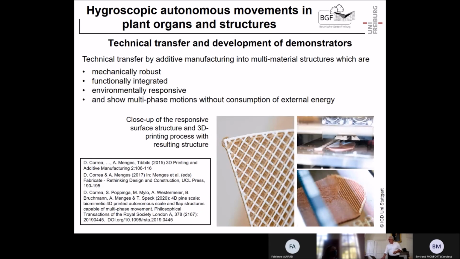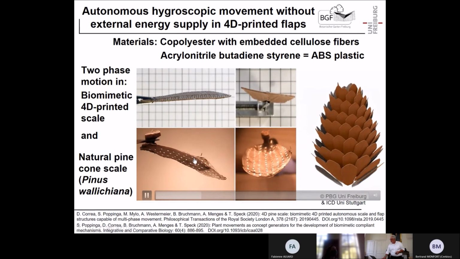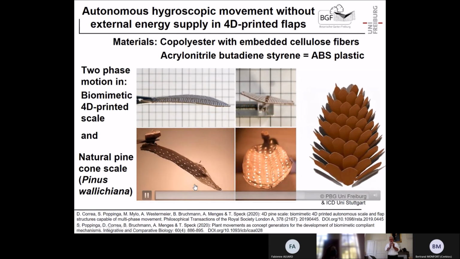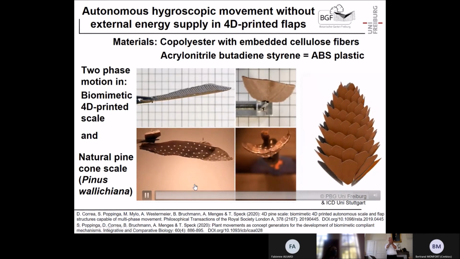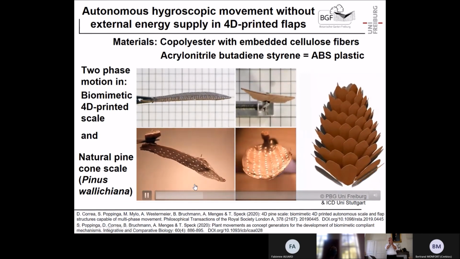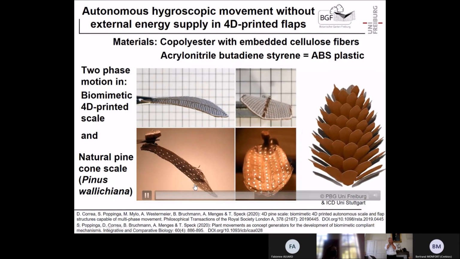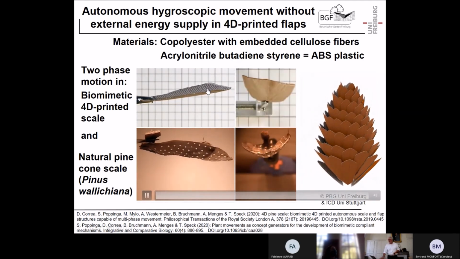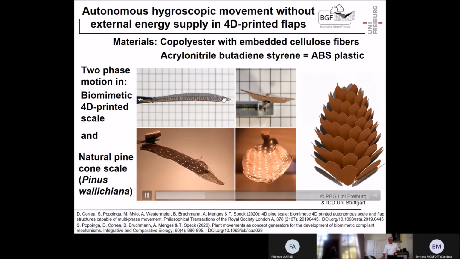We then, and here you see it nicely, printed it again, 4D printed. We used ABS as the basic material, this white stuff, and this copolymer here with cellulose in it, and we printed. And what can we do? Here you see a real pine cone scale of Pinus wallichiana, and it's not only bending down when it's closed at the cone, it's also folding and stabilizing V-shaped, and then it flattens and goes down. We can exactly print the same motion pattern here with our artificial pine cone.